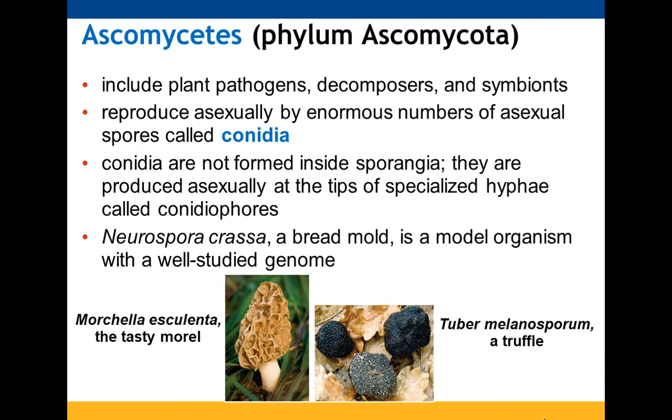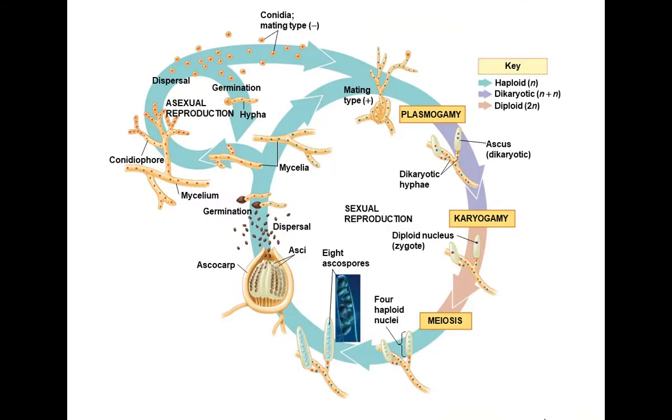And another bread mold, Neurospora crassa, is a model organism for this particular phylum. You may have heard of truffles before. So Ascomycetes definitely contain some of the fungi that are more edible. Okay, so there's the life cycle of an example of an Ascomycete.